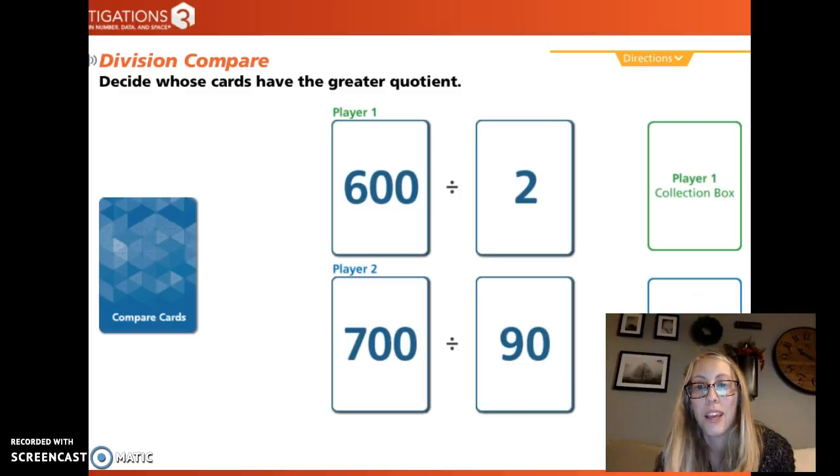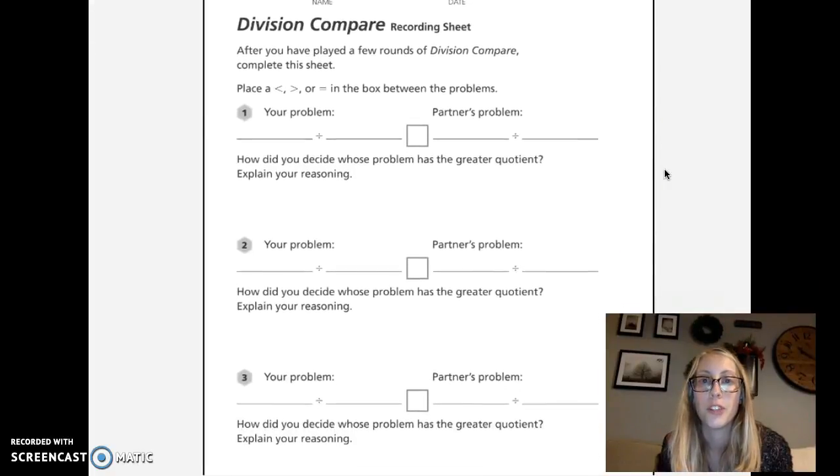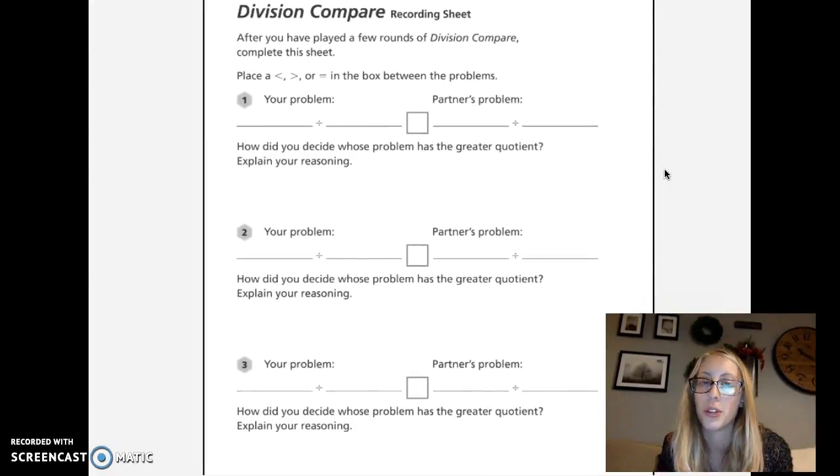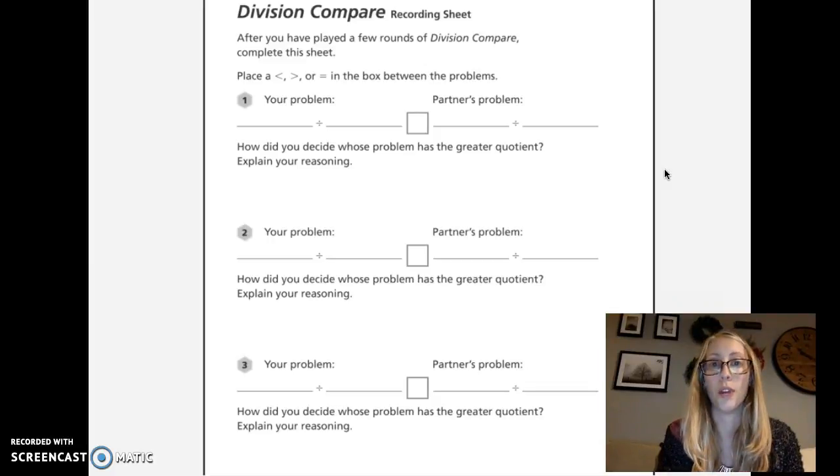All right. Let's see if the other page has loaded. It has. Great. Okay, so this is the recording page for Division Compare. It looks very similar to the multiplication page. The only difference is you're now collecting data on your division problems. I think it's pretty self-explanatory. As you're playing a few rounds, you'll want to complete this sheet.